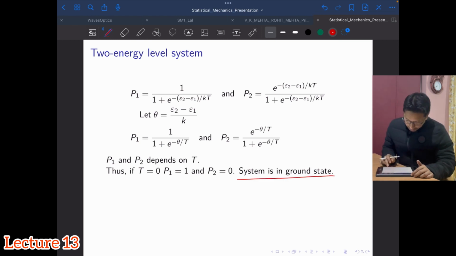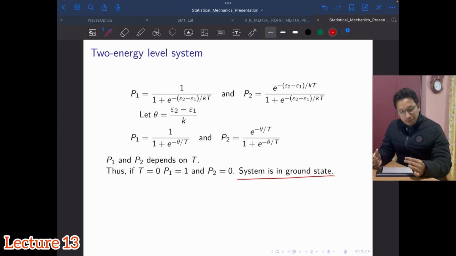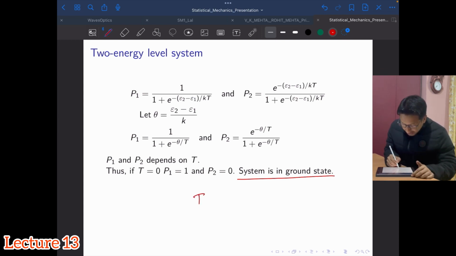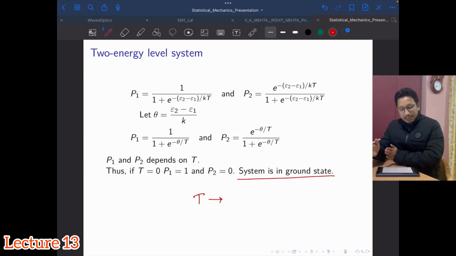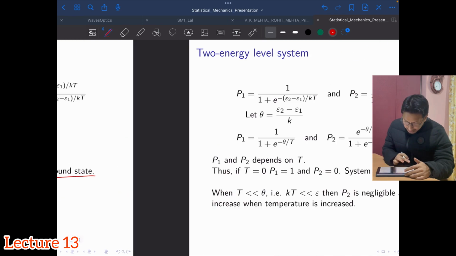Now this means what? If I keep slowly increasing the temperature from 0, the probability of occupancy of the high energy state increases. P2, which is initially 0, slowly will start increasing. So the value of P2 will increase from 0 if I increase the temperature gradually.